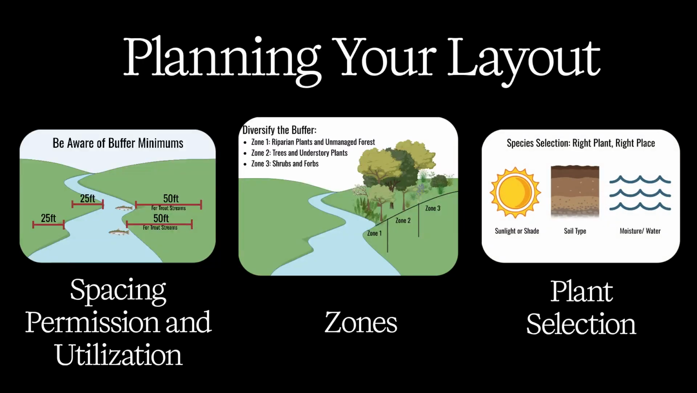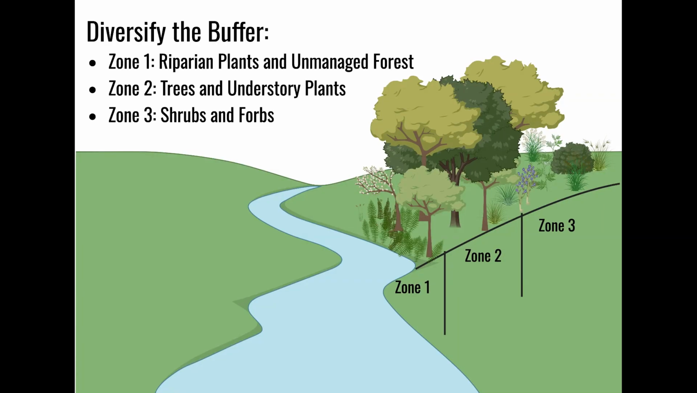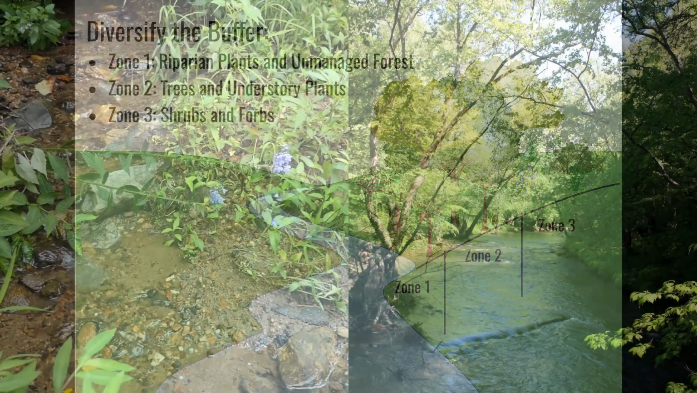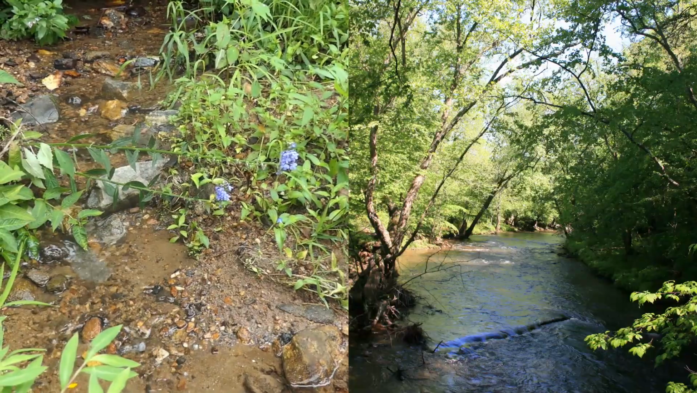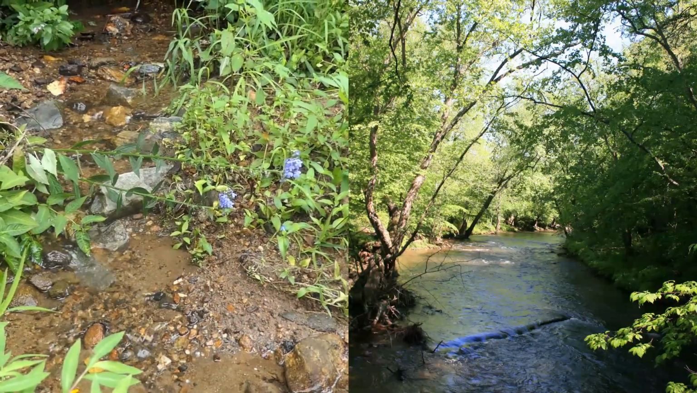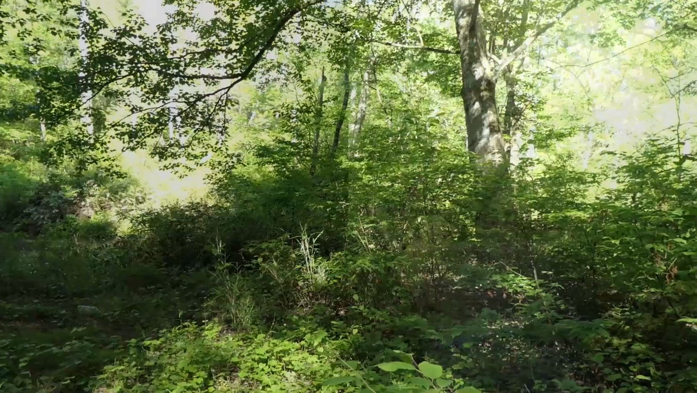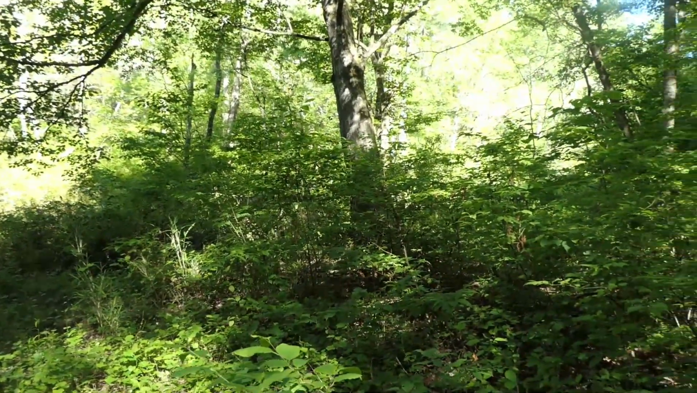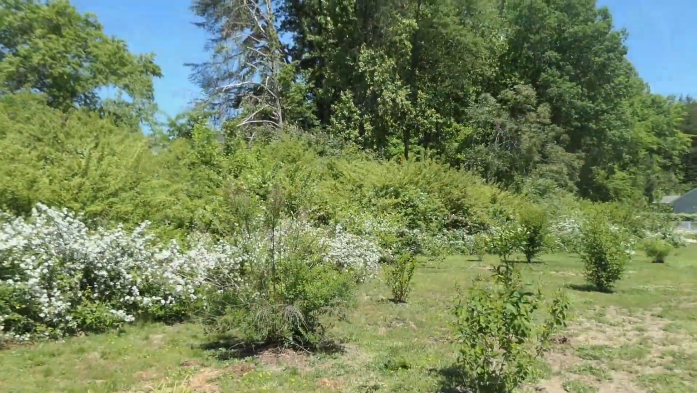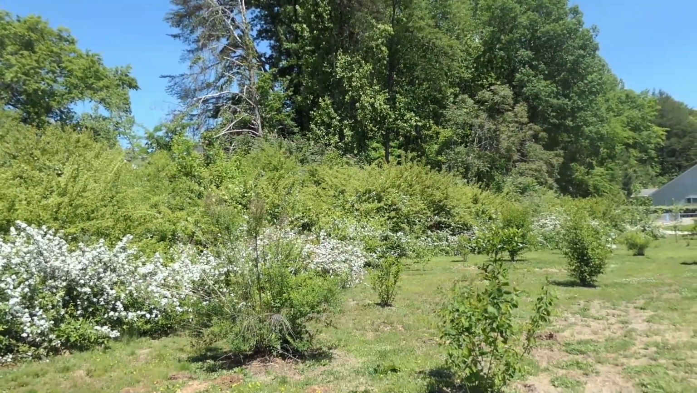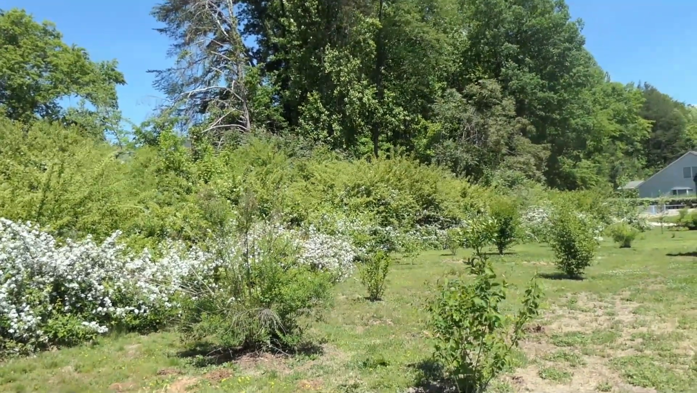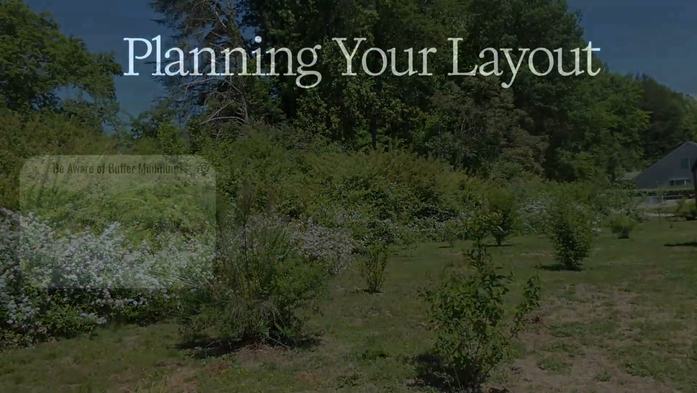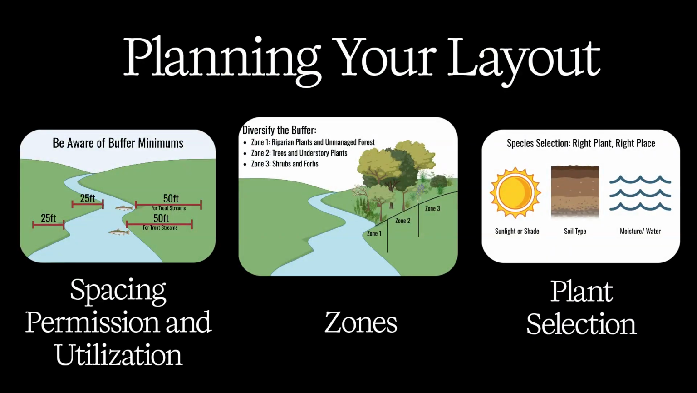A well-planned buffer has layers. The layers are important for ensuring diversity and are divided into zones. Zone 1 is closest to the water and is made up of flood-tolerant species and native trees. Zone 2 is made up of shrubs and small trees. Zone 3, further upland, should contain herbaceous plants and shrubs and/or small trees. Using those guidelines, the next thing to consider is creating a plant list.